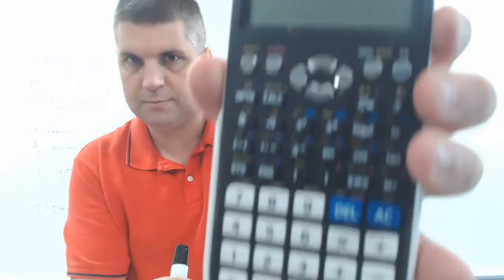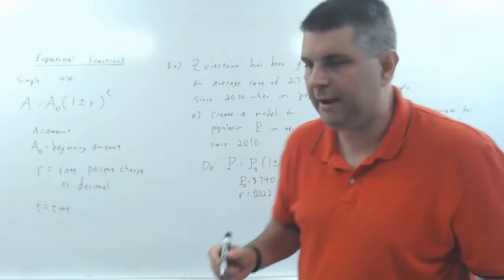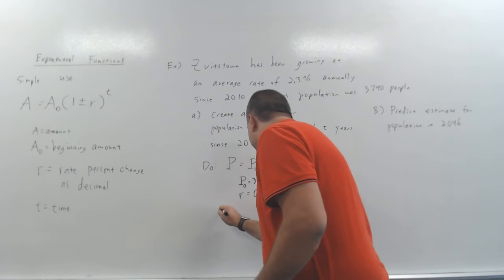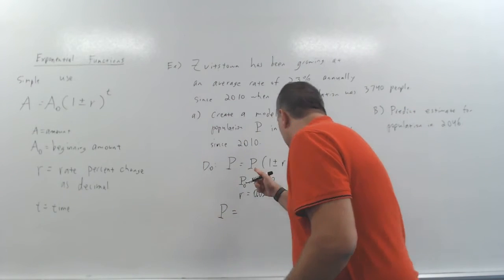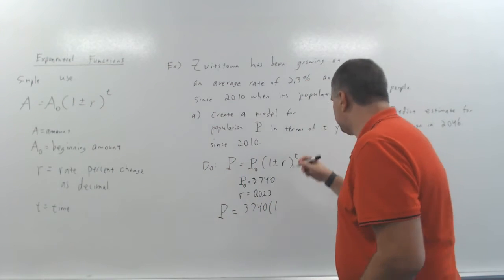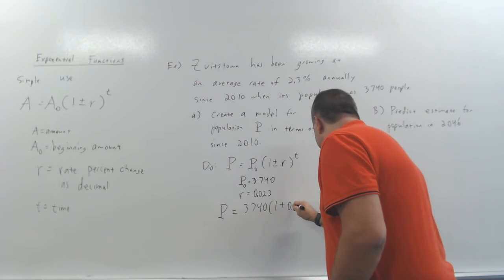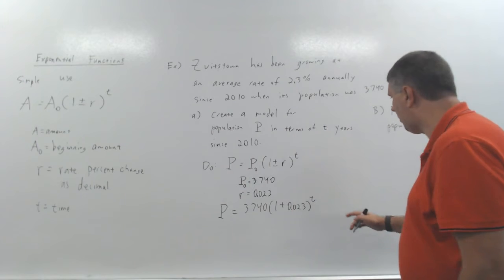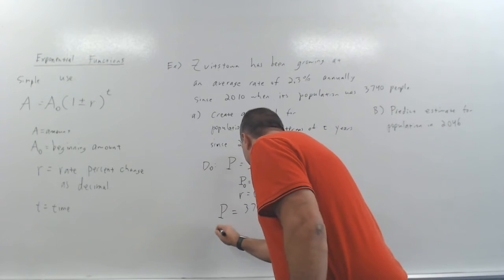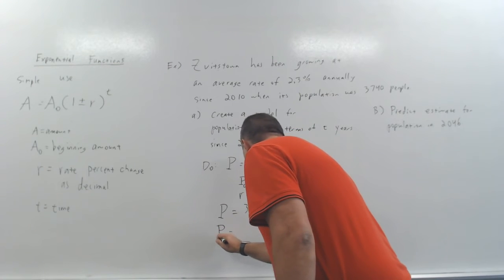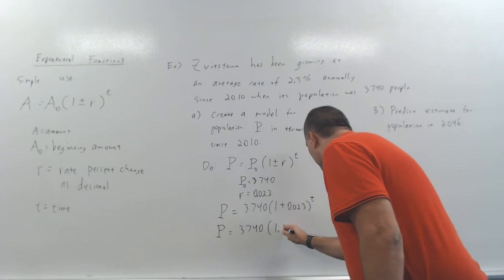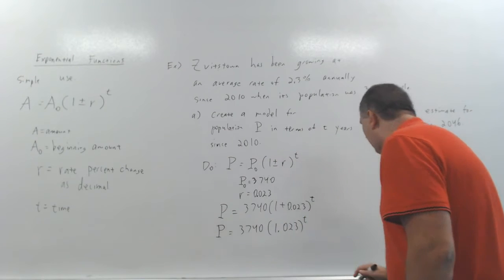And hit equals. Okay? And there it is. So P will equal 3,740 times 1. It's a growth rate, so you're going to be adding 0.023 to the tth power. So I'm going to simplify that. The population model will be 3740 times 1.023 to the tth power.